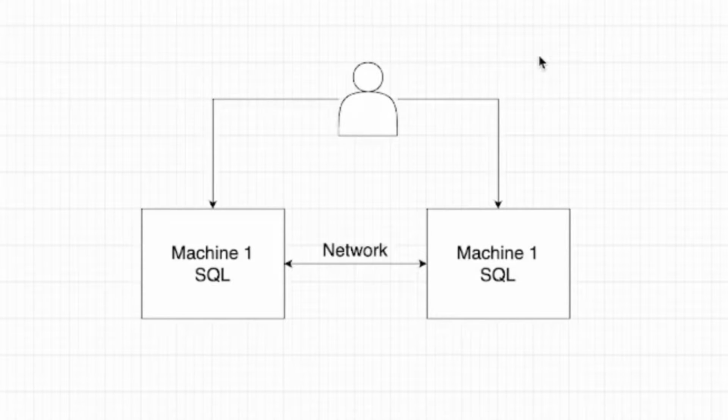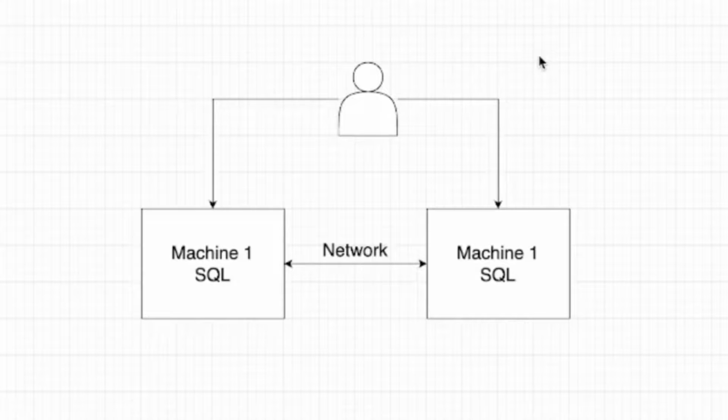CAP theorem states that in any distributed system, between consistency, availability and partition tolerance, you can only guarantee two of the three properties. It says you can have a system which is either consistent and partition tolerant, or available and partition tolerant, or consistent and available. You cannot have a system which is consistent, available and partition tolerant. You cannot guarantee all three of these.